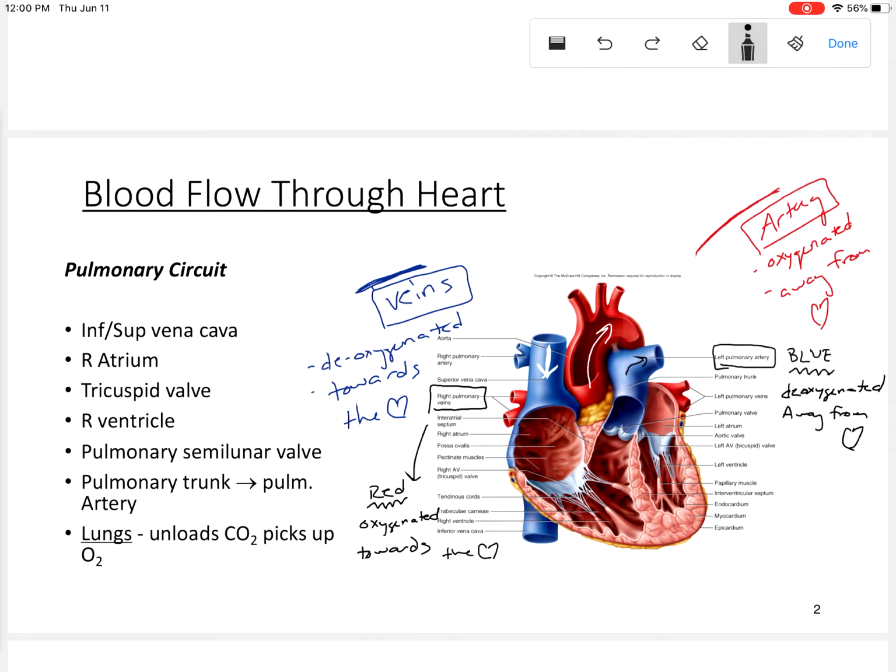Oh, I had those arrows wrong. See, it's a good thing I checked myself. It's carrying blood towards the heart, so it's going this way. My bad.